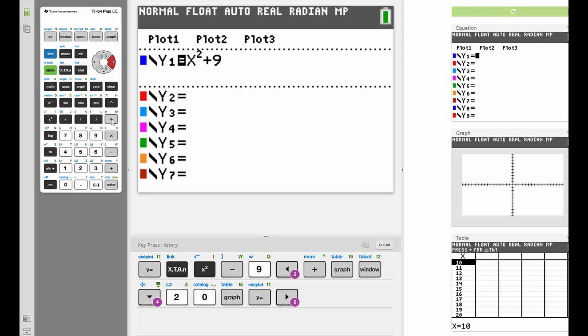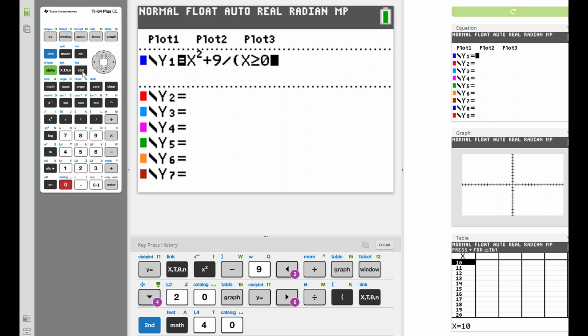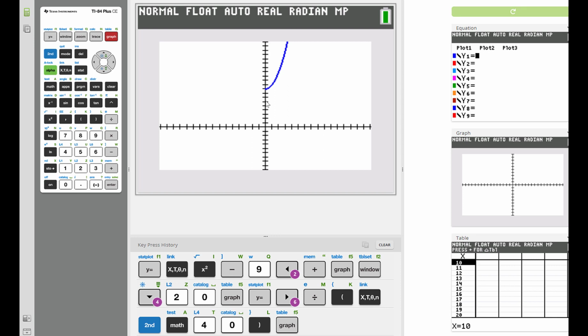Now, what if I put that restriction on the domain here? We'll put the division symbol, open up a set of parentheses, and put x has to be greater than or equal to 0. Look at what happened here. I now have a one-to-one function.